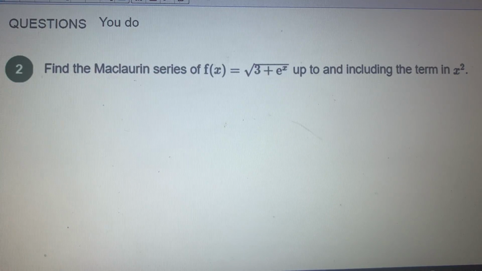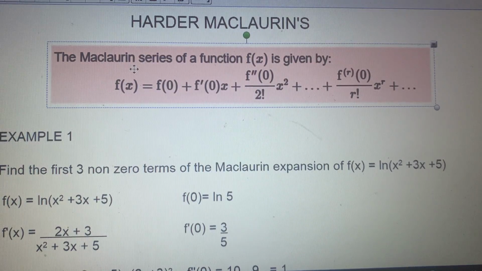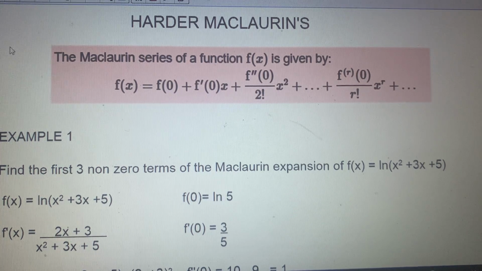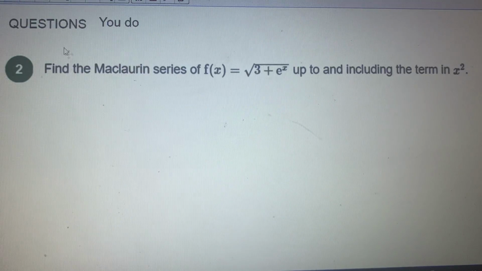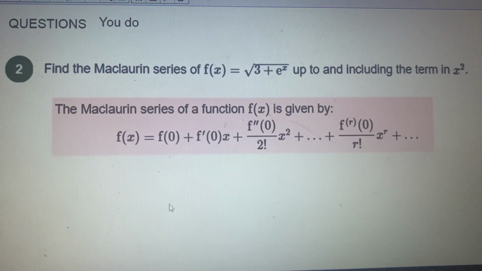Right, pause the video and have a go at this question. And of course, I'll be nice, and I'll give you this to be able to work with it, there you go. So have a go at this question.